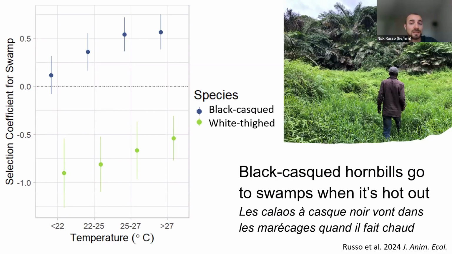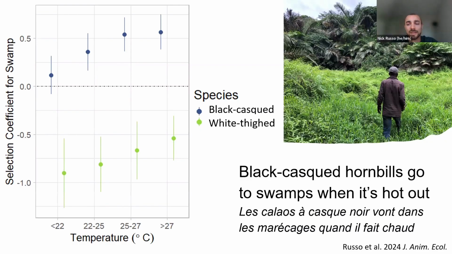why this is important. So one thing I haven't talked to you about yet is the importance of swamp habitats in this region. So we've talked about forests a little bit. We've talked about Inselberg habitats. What about swamps? Why are they important?